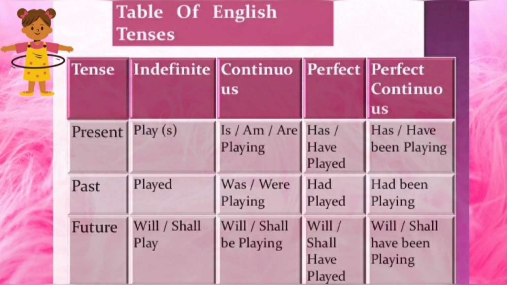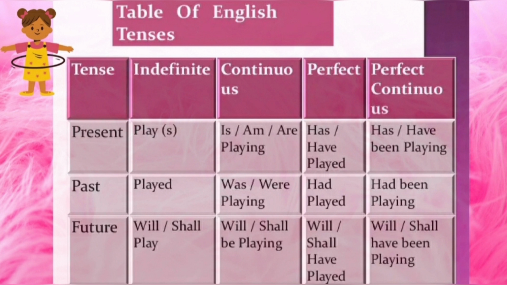Next is future continuous tense, also known as future progressive. The structure used is will or shall plus be plus the first form of verb plus ing. For example, he will be playing, we shall be playing. Next form of tense is future perfect. The structure used in future perfect is will or shall plus have plus the verb's third form. For example, he will have played, I shall have played.